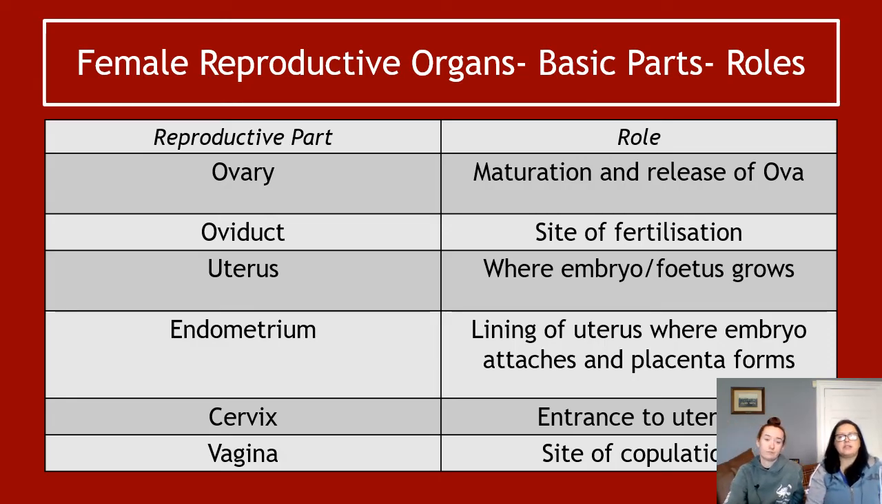The ovary is in charge of the maturation and release of ova. The oviduct is just the site of fertilization. The uterus is where the embryo or fetus is going to grow. The endometrium is the lining of the uterus where embryos attach and where a placenta will form. Okay, the cervix is the entrance to the uterus. And the vagina is just the site of copulation. Okay, so nice and easy there.